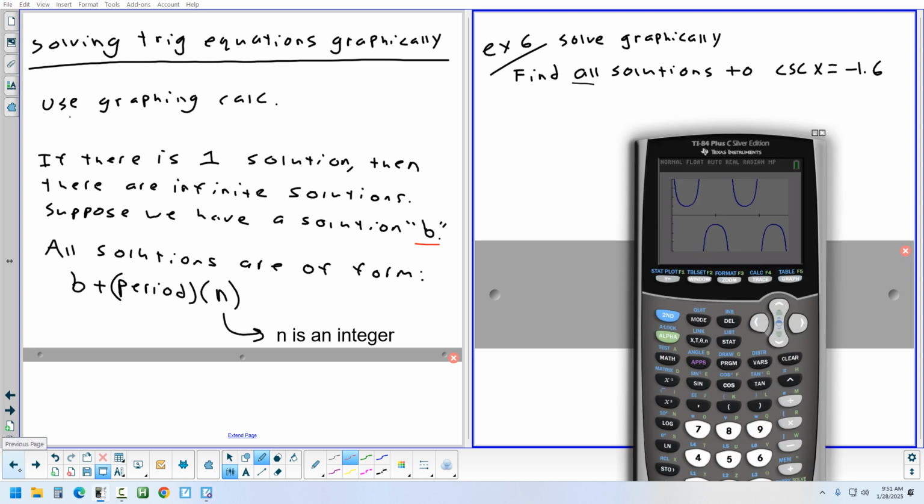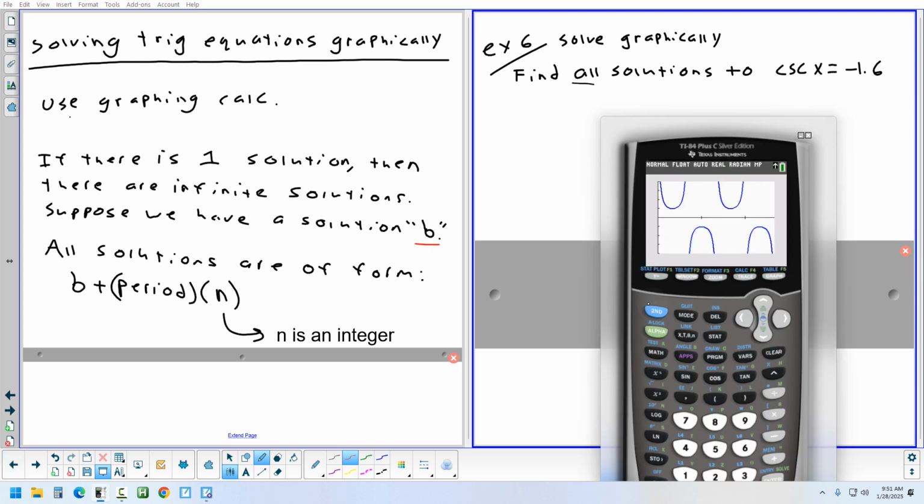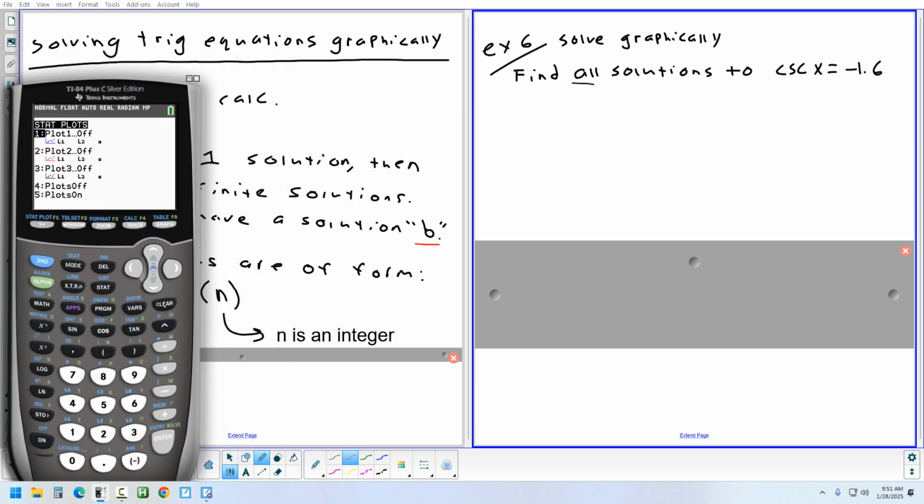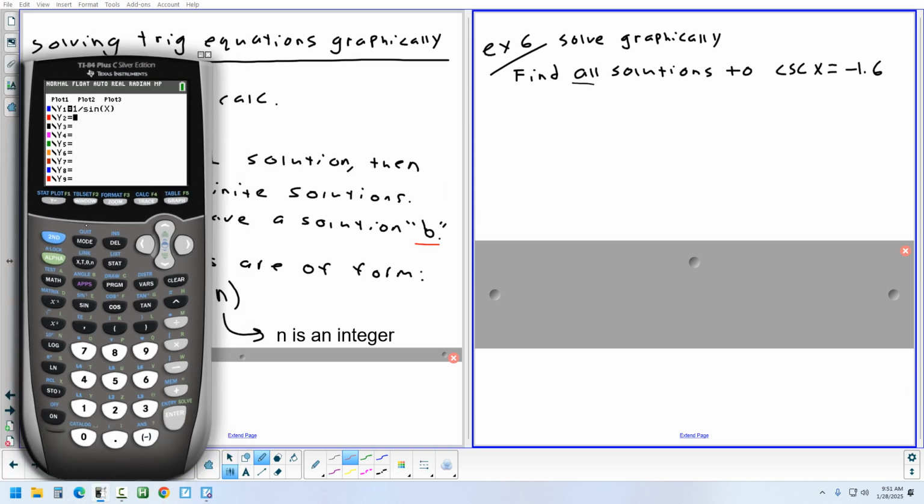All right, so it says to find all solutions to cosecant x equals negative 1.6. Well, first you have to know how to type that in. 1 divided by sine, and we're going to put negative 1.6. And what's the period of cosecant? Yep. 2 pi. If you don't set your window to one cycle, you're going to confuse yourself. You're going to see more information or not enough. You want to set it to one cycle, and I usually go 0 to the number.